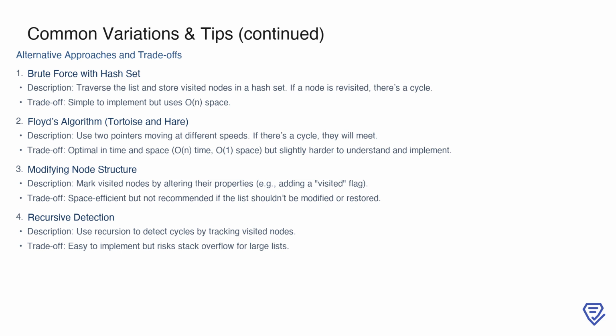Another option is modifying the node structure by marking visited nodes, for instance, with a visited flag. This saves space but isn't ideal if the linked list must remain unaltered. Lastly, recursive detection can track visited nodes but comes with the risk of a stack overflow for large lists. Each approach has its pros and cons, so it's important to choose based on the problem constraints and requirements.